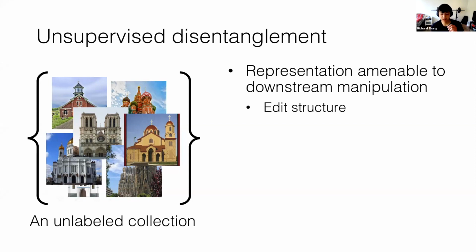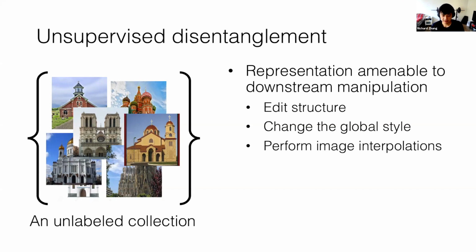For example, given an image of a church, you may want to edit the structure. You may want to try to change the global style of the image, or the time of day of it, or things related to that. One thing that we like to do for GANs, for example, is to perform image manipulations or image morphing. And something very similar to that is vector arithmetic, if you can find directions in the code space that make sense and are interesting.